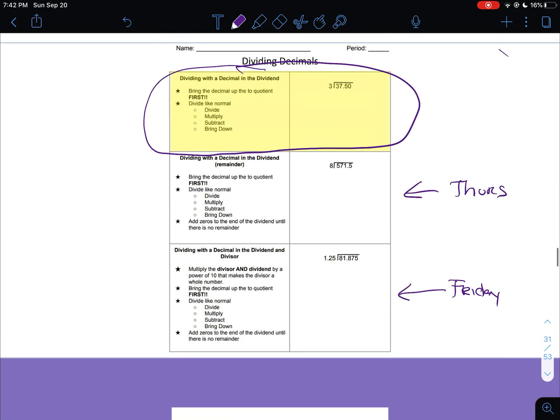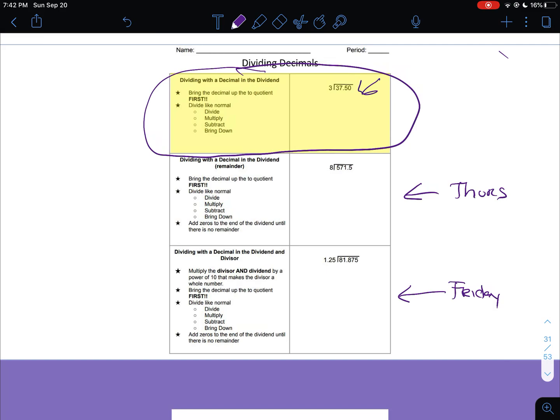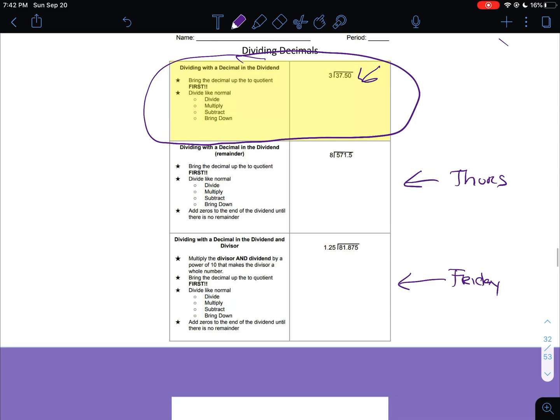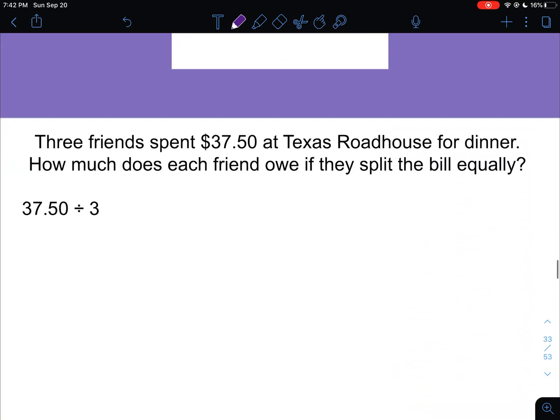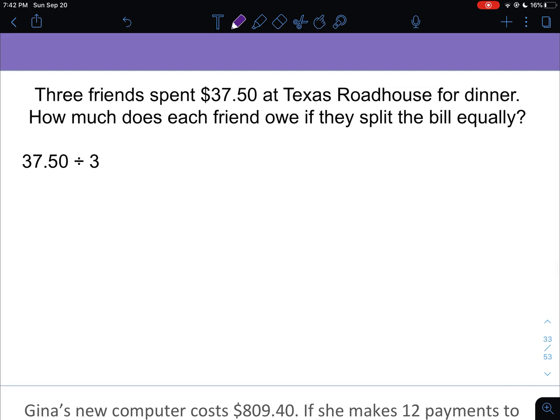So for our dividing when we have decimals, quick reminder, we're doing this example first, okay? This is what you're going to copy down right now, hybrid kids. We're going to do $37.50 divided by 3 because 3 friends spent $37.50 at Texas Roadhouse, which is the best restaurant. How much does each friend owe if they split the bill equally? So we're going to take the bill, $37.50, and divide it 3 ways to figure out how much each friend will owe.